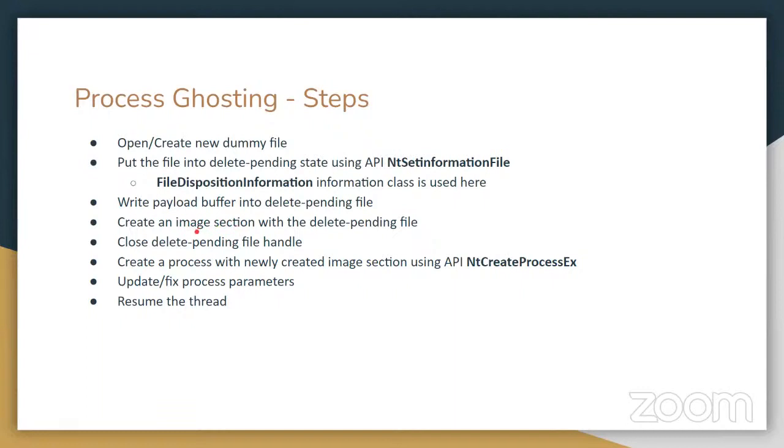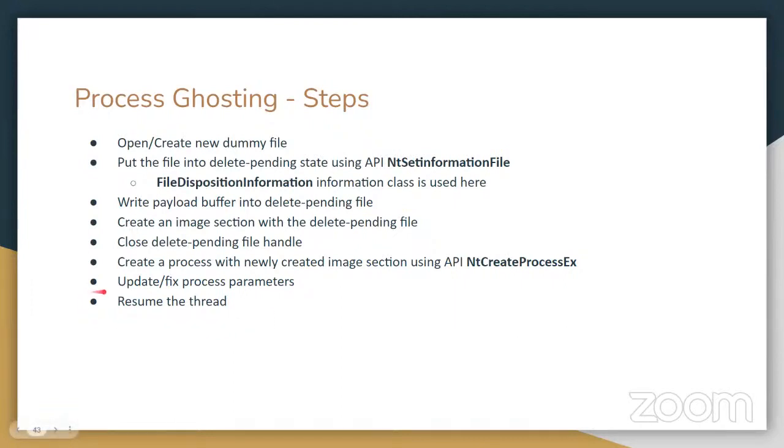And once the image section is created, we do not need the pending file, so we will just close the handle to the delete-pending file. Once we close the handle, the file will be automatically deleted from the system. After that, we will do the same thing we did in process Doppelganging: creating the process using the image section, and updating and fixing the process parameters. After that, we will resume the thread.